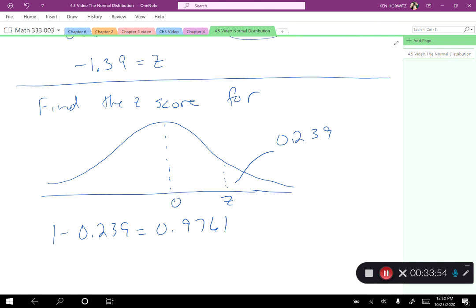Once again, I do the exact same thing. I know my z is going to be positive, so I'm looking in the positive values only, right? Because I'm to the right of 0. And I'm going to look for 0.9761 in the middle of the chart. Might take a minute, so look for it in the middle of the chart. Once you find it, go all the way over to the left, to that z column. And I found that z is going to be 1.9. And then I go up to my hundredths place. When I go up to my hundredths place, I got 8. So that is what my z equals.